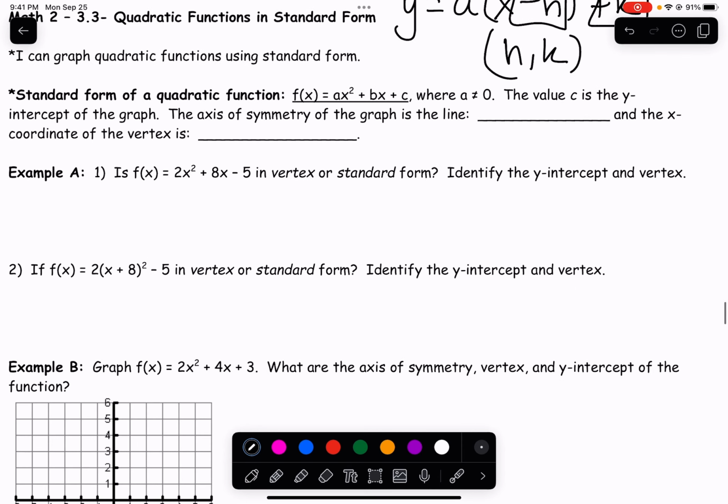The standard form of a quadratic is ax squared plus bx plus c. Now, we actually have seen these already. Last unit, we were working on factoring things that look like this. So, for example, if we look at example A, we have practiced factoring things like this. Now, we're going to work on using this form of a quadratic to identify different features.